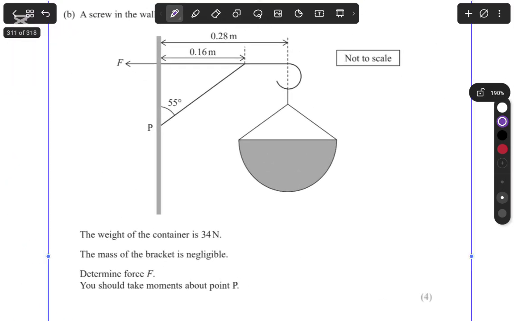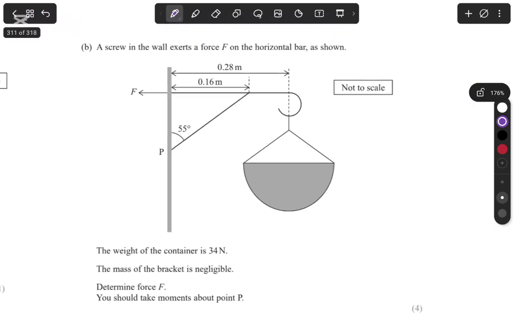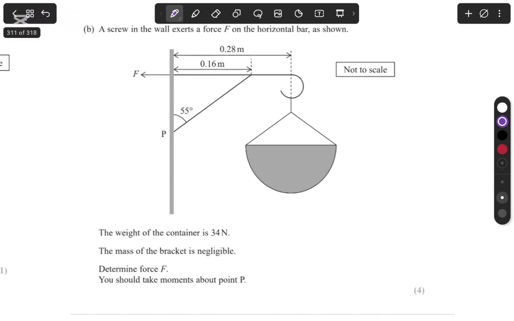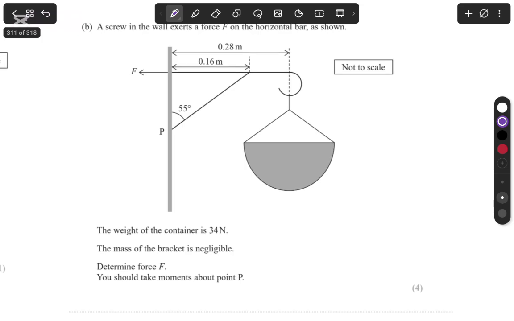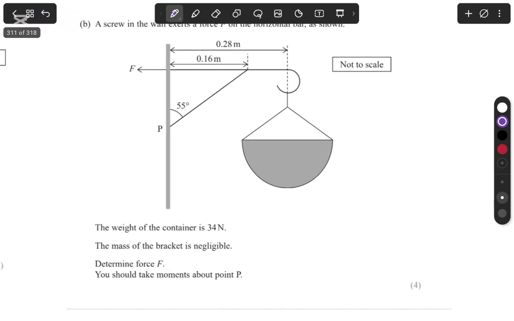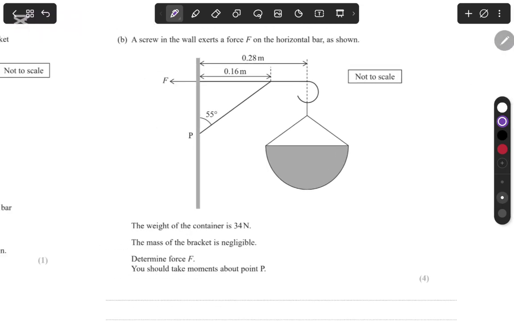It says a screw in the wall exerts a force F on the horizontal bar as shown. The weight of the container is 34 newtons. The mass of the bracket is negligible. Determine force F, and they've even given you help there that you should take moments about P. So first thing I'm going to do is I'm going to label the forces that are acting on the entire system that we have over here. So we have the weight acting right over there.